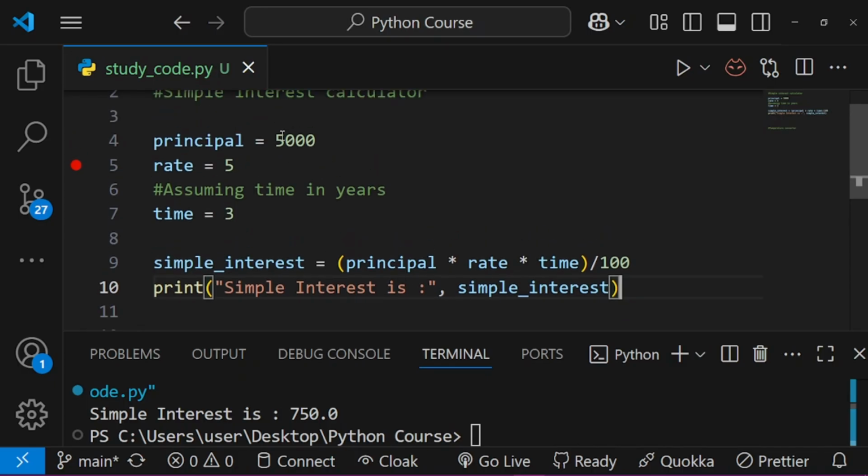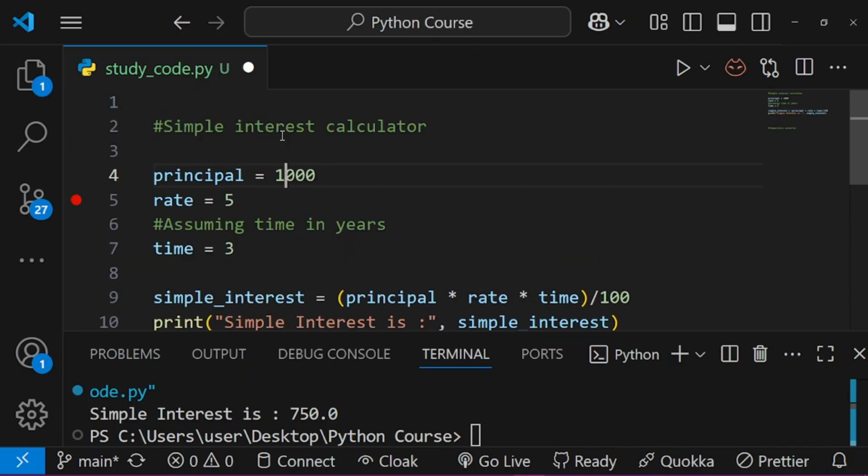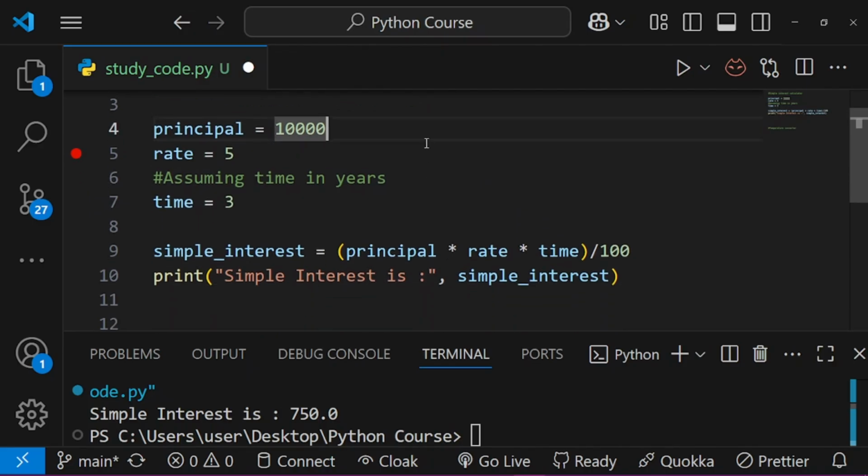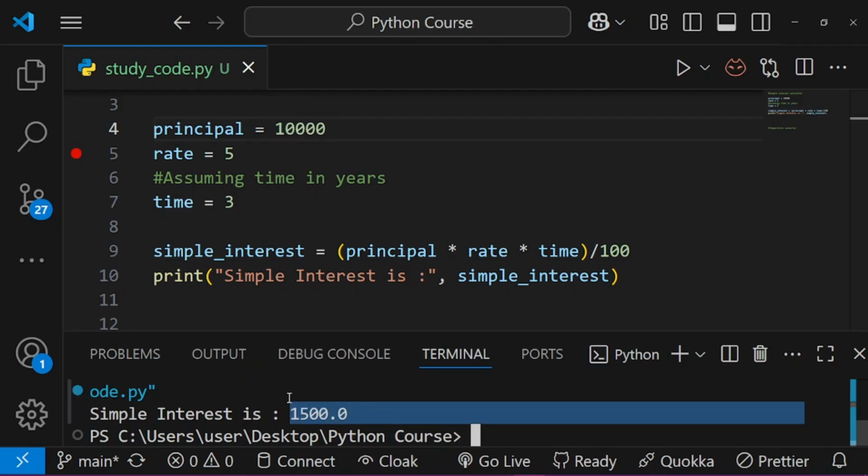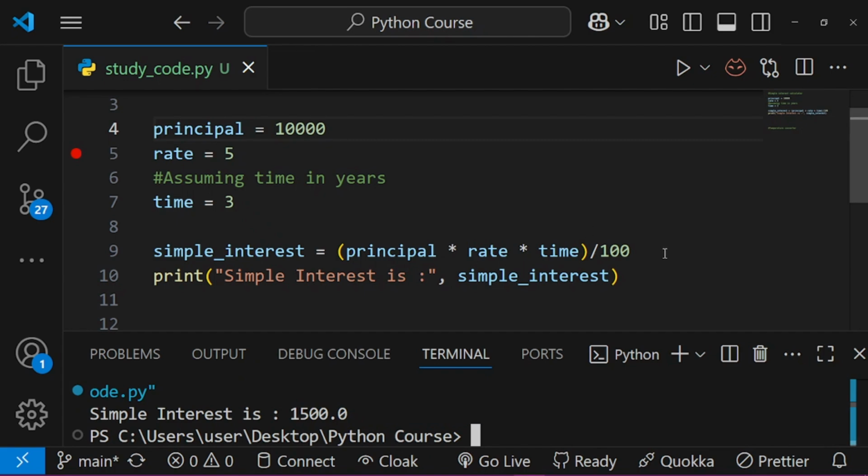Now a final check. Let's increase our principal to 10,000, and ideally, as the principal increases, our simple interest will also increase because they are directly proportional. Yes, so we can see that our interest will increase very greatly, very substantially if we increase our amount. Yes, so that's a simple interest calculator in Python.